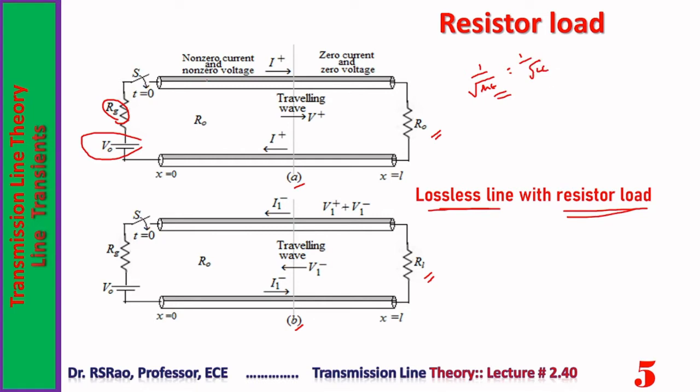This step then reaches the load point after some time. As the termination is matched, this step gets absorbed without any reflections. In case of termination not matched to the line, which is depicted in B, a part of the incident wave over RL gets reflected, initiating another wave. It is also a step function. This wave then starts traveling towards the source. Now over the line there exist two waves, a forward wave and a reverse wave.